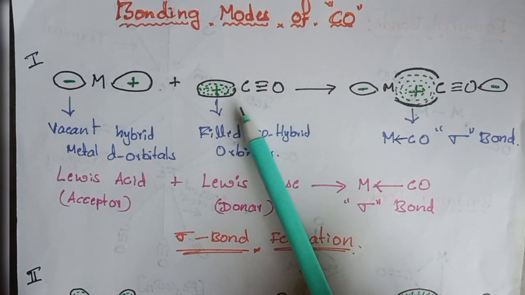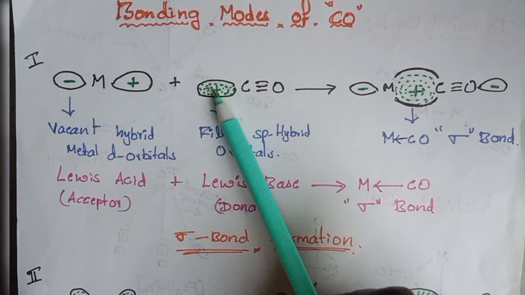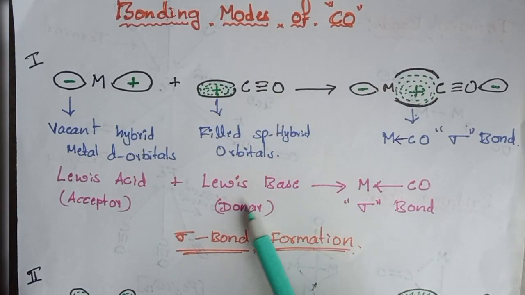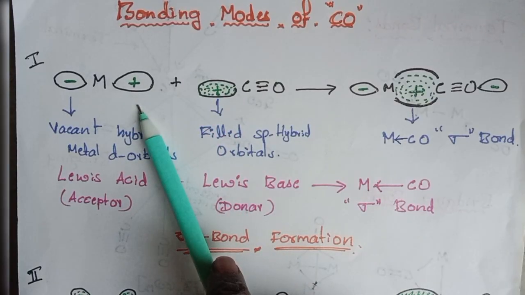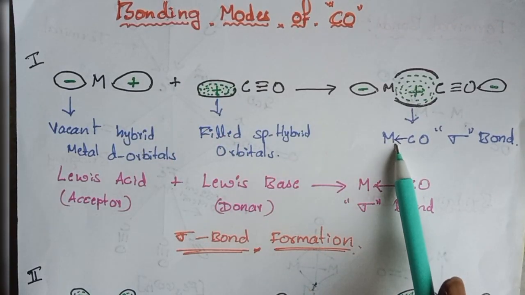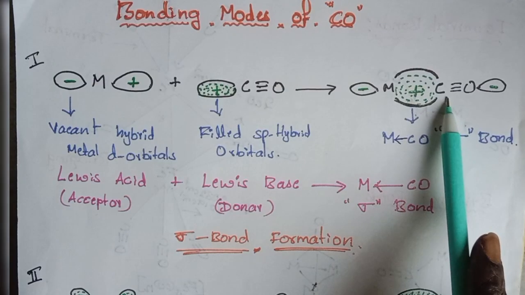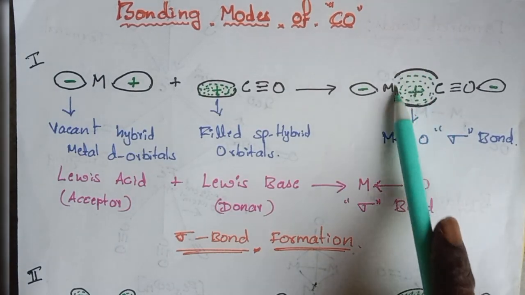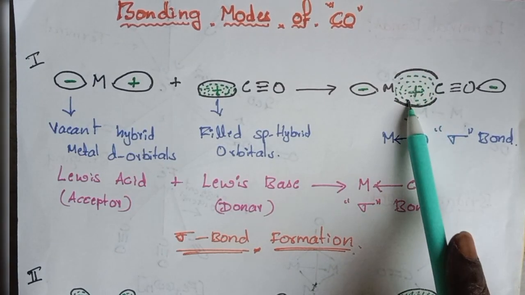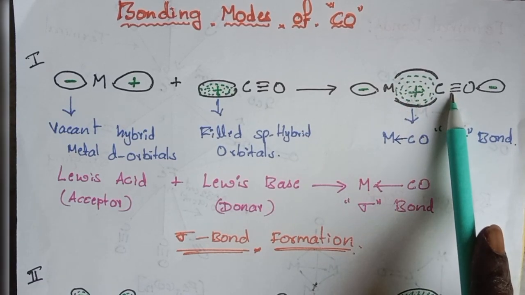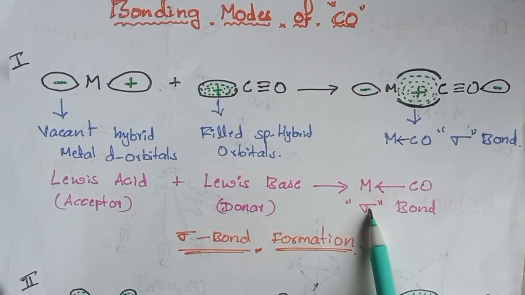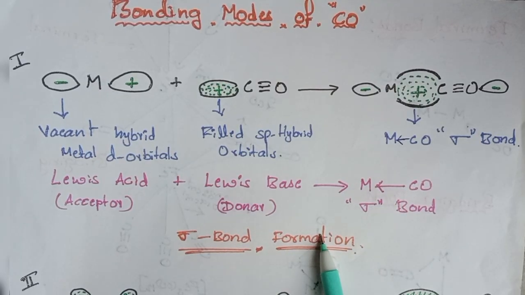And carbonyl, with filled sp hybrid orbitals, can donate electrons, so it acts as a Lewis base, a donor. So carbonyl is giving electrons to the metal ion and forming the coordinate covalent bond like this. This bond is said to be a sigma bond, that is, the coordinate covalent bond between metal and the carbonyl. So this is the sigma bond formation.